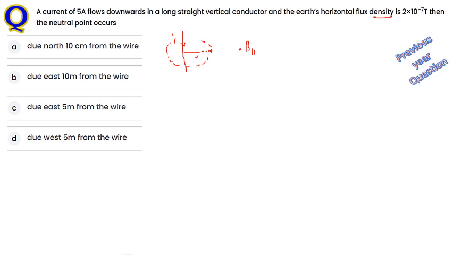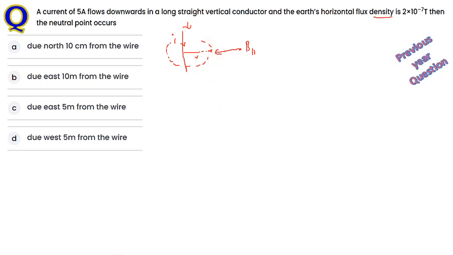See here, BH on this point they have given the value, and it will produce a horizontal magnetic field flux towards this direction. Because of the current passing through the coil, that will produce a magnetic field in the opposite direction. Both this magnetic field and the horizontal magnetic field cancel each other at a particular point.